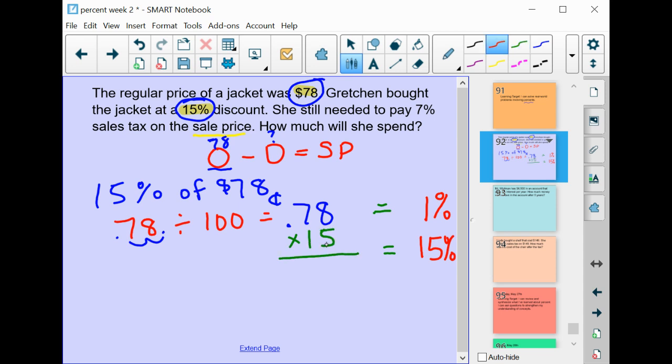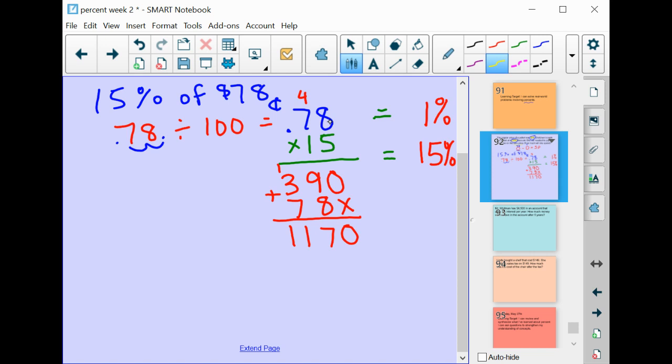Okay, I'm going to do the standard algorithm. 5 times 8 is 40. I'm going to talk that out loud. 7 times 5 is 35 plus 4 is 39. And then I'm going to put my placeholder here. 1 times 8 is 8. 1 times 7 is 7. And I'm going to add this together. 0, 17, and 11. Then I'm going to come up here and I'm going to count 1, 2, 1, 2. And this is what I got for my answer. I got $11.70. Can you confirm that you got that too on your work?